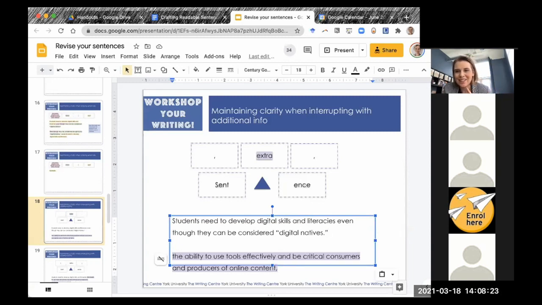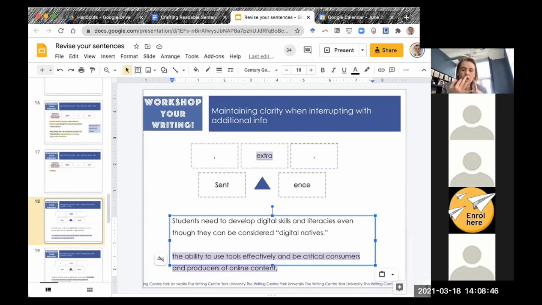Yes, John, I'll get to the other forms of punctuation you can use in a sec. So tell me, is this a full, complete sentence? Students need to develop digital skills and literacies, even though they can be considered digital natives. Is this a full sentence, a complete sentence?